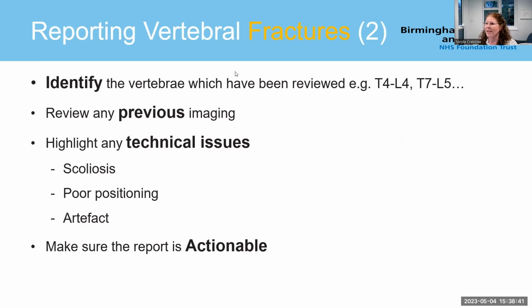Identify the images that you can look at. So if you can look at the whole spine, that's great. But if you can only look at part of the spine, make sure that that's been identified in the report. Always review any previous imaging, whether that's previous imaging of the same technology or different technology. You'll very often find, certainly in our centre, that if a child is coming for bone density assessment for acute lymphoblastic leukemia, they'll have had some sort of cross-sectional imaging done. So that can be useful in trying to look at the shape of the vertebrae.